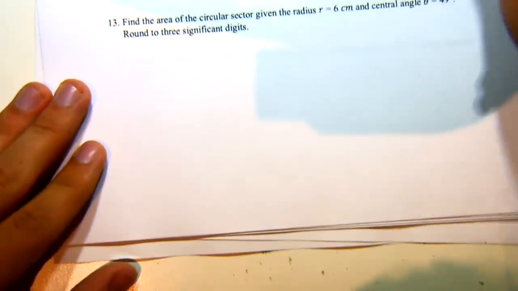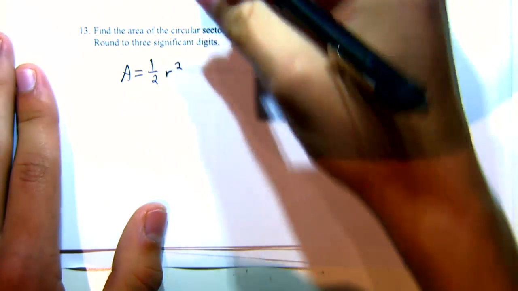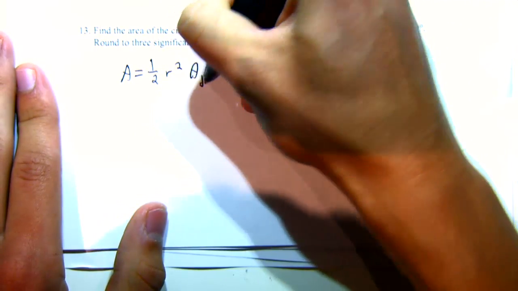Alright, so number 13. Find the area of the circular sector given by radius r equals 6 centimeters and central angle theta equals 49 degrees. And round to 3 sig figs. So we have our formula for circular sector. A equals 1/2 r squared theta.